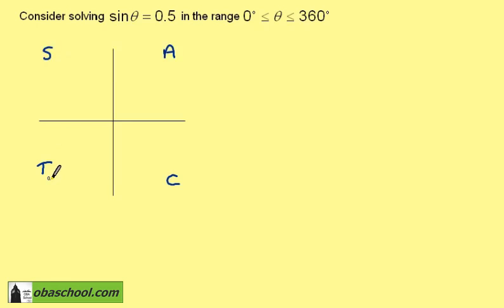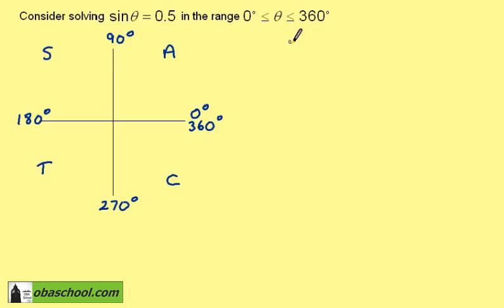Considering the third quadrant, the T means that the tangent is positive in this quadrant and the sine and the cosine are negative. If we now consider the fourth quadrant, the C indicates that the cosine is positive in this quadrant and the sine and the tangent are negative. This is 0 degrees, 90 degrees, 180 degrees, 270 degrees, and 360 degrees.